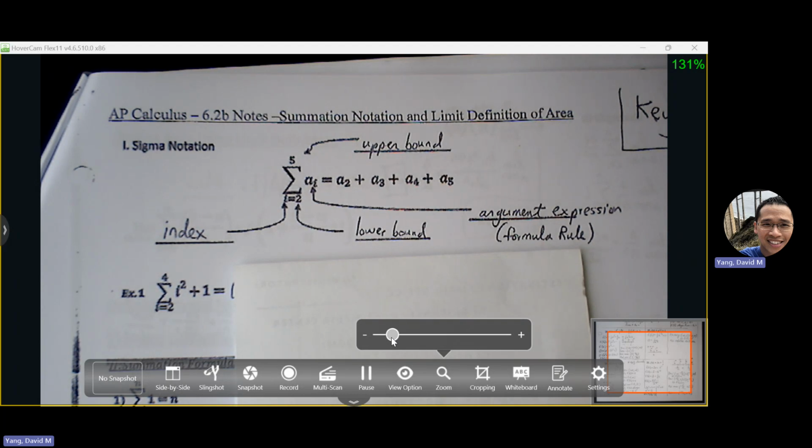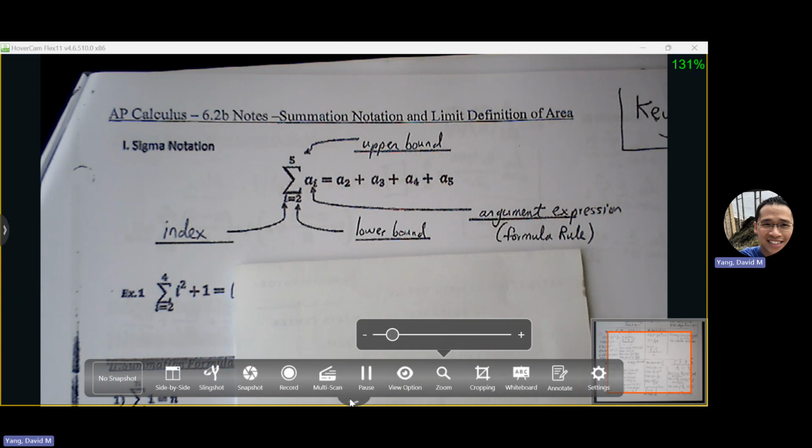But there is a limit definition of area that is presented in some sort of way on the AP exam. So I'll show you what that looks like. But let's start off with this.